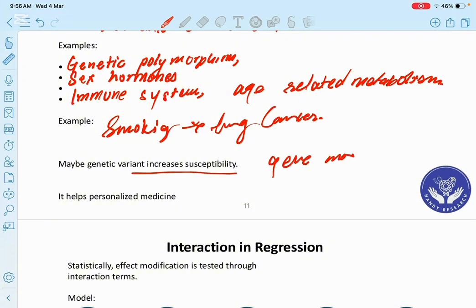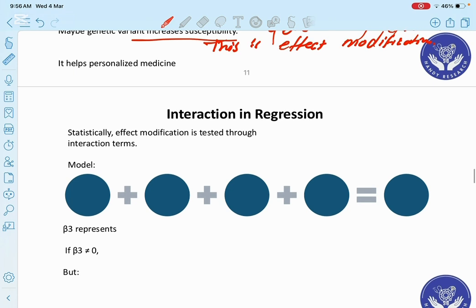Gene modifies the effect of smoking. This is effect modification. It helps personalize medicine. Now, interaction in regression. Statistically, effect modification is tested through interaction terms.